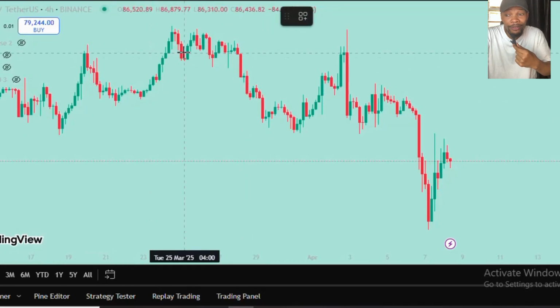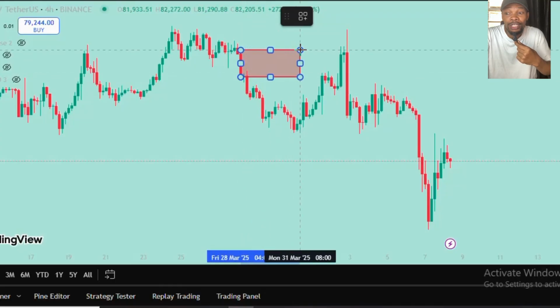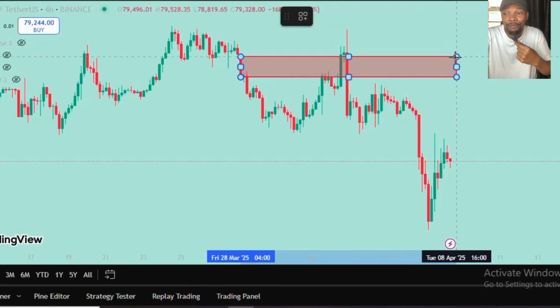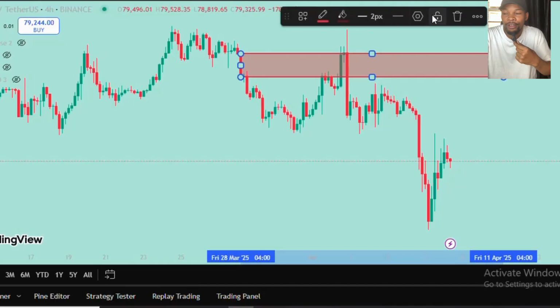Now take note that some fair value gaps are invalid. The strategy will not work if the fair value gap is invalid. The only time the fair value gap is valid is when you find another fair value gap inside that 4 hour time frame. You understand? If you don't see any fair value gap on a lower time frame, even if you see one on the higher one, don't take the trade.